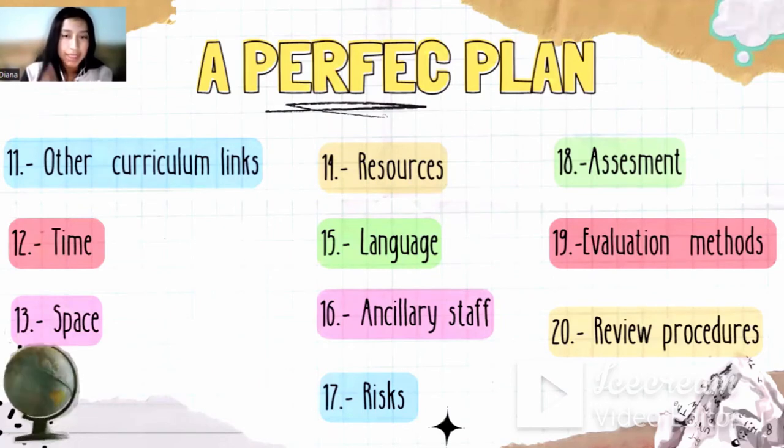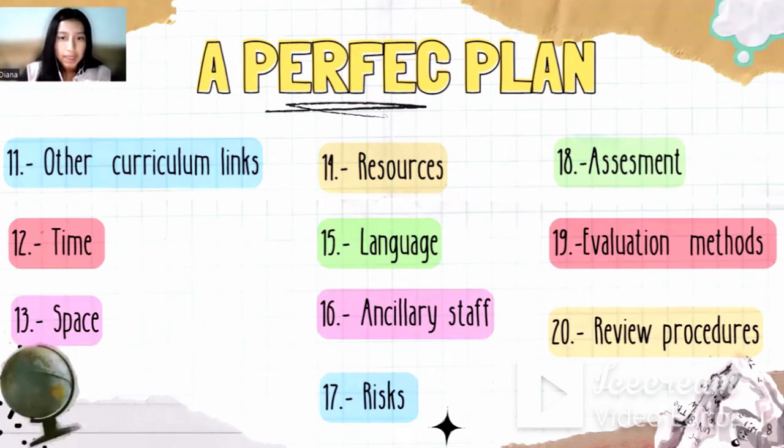And 13, the space, will be when the teacher has a good environment in the classroom. The resource: first, the teacher produces resources like flashcards, pictures, markers, or internet. The language in this case will be a foreign language, English, and ancillary stuff when the teachers need to use another resource like worksheets, books, posters, maps, or magazines.